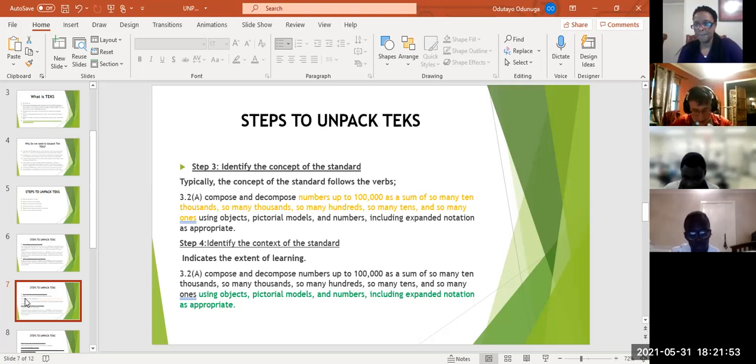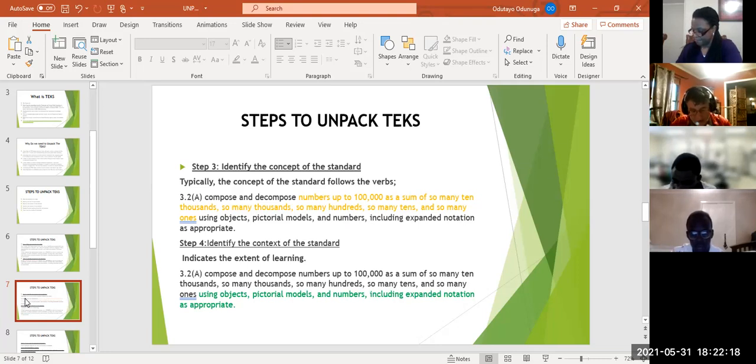So for mine, I chose 3.3H, I believe. Compare was the verb. Compare two fractions having the same numerator or denominator in problems by reasoning about their sizes and justifying the conclusion using symbols, words, objects, and pictorial models. So the concept would be two fractions having the same numerator or denominator. Yes.